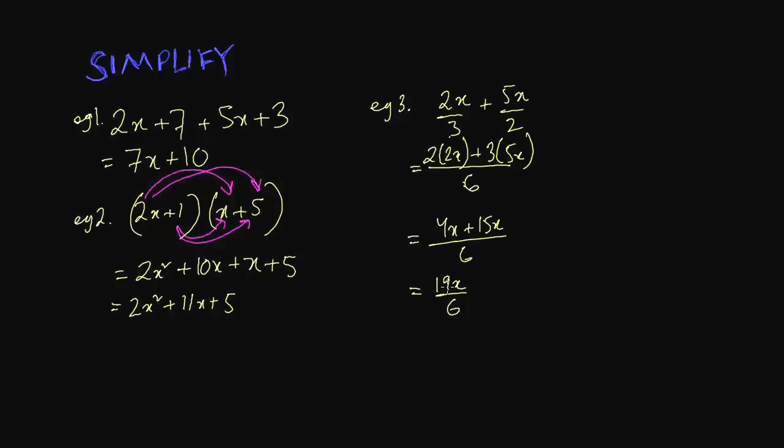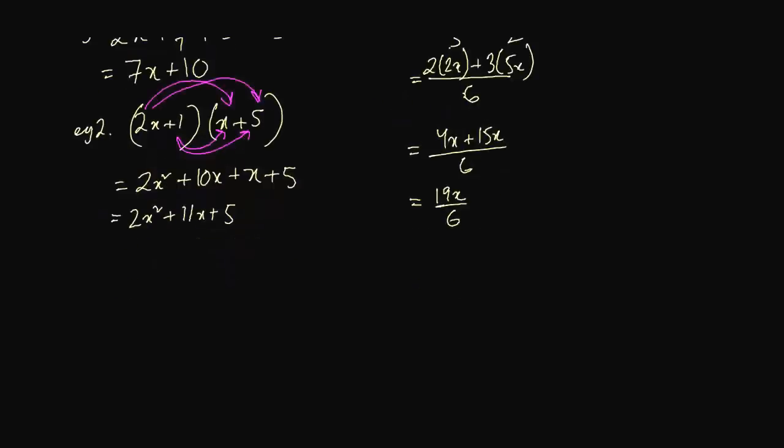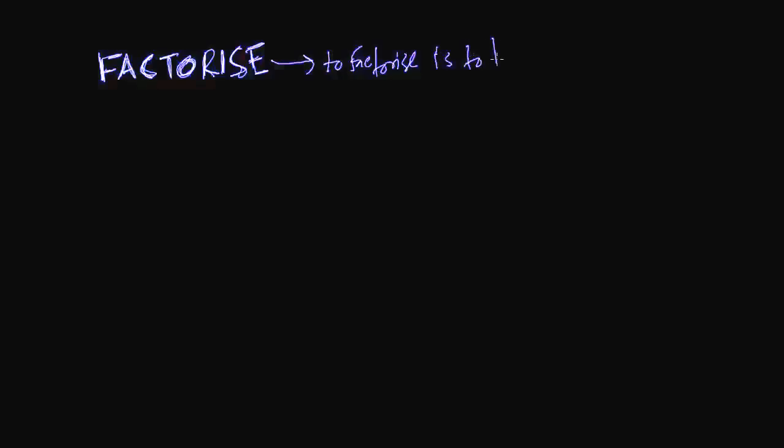Now the next thing that we have to talk about is factorizing. So let's talk about factorizing. Factorize. Now one thing you have to remember, to factorize an expression is to break down. Remember, when you're factorizing something, you're breaking it down, so it can be expressed with the help of numbers.